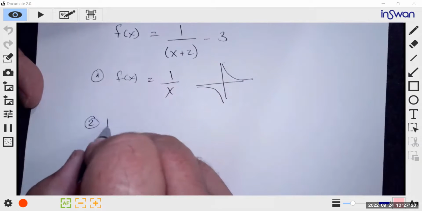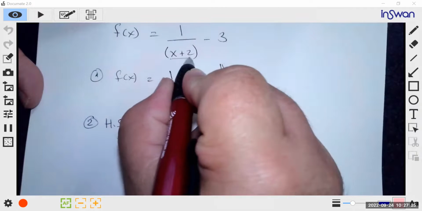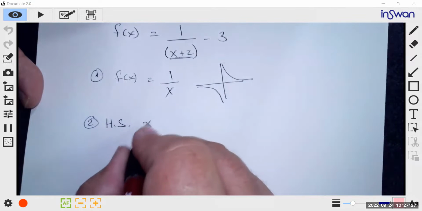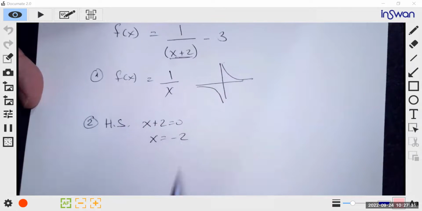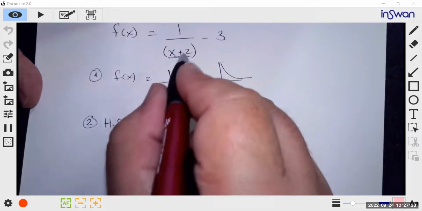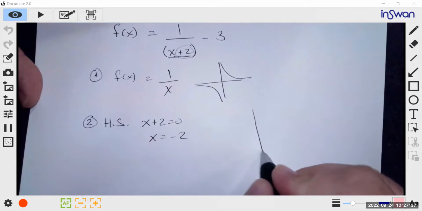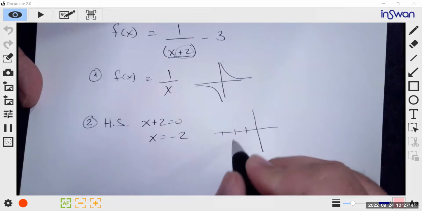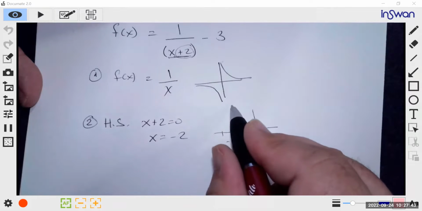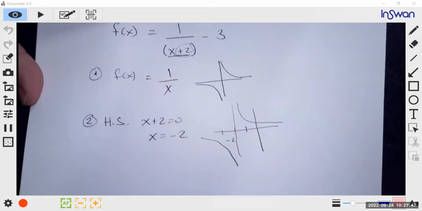So the second step is your horizontal shift. Since x has a +2 next to it, we already know it's going to be -2, but let's work it out. Because it's opposite signs, it shifts left 2 spaces. So there's that graph, there's that graph.